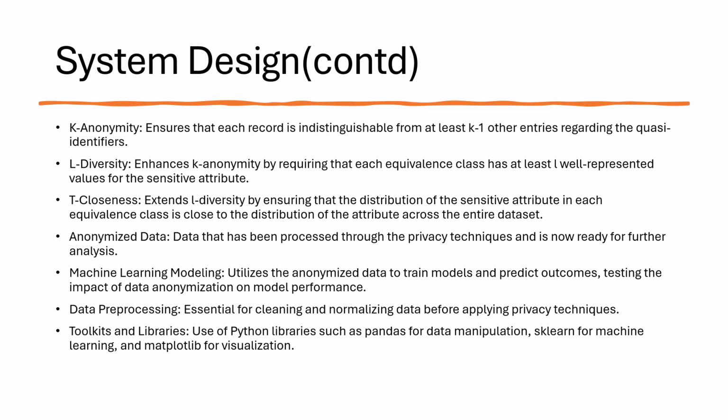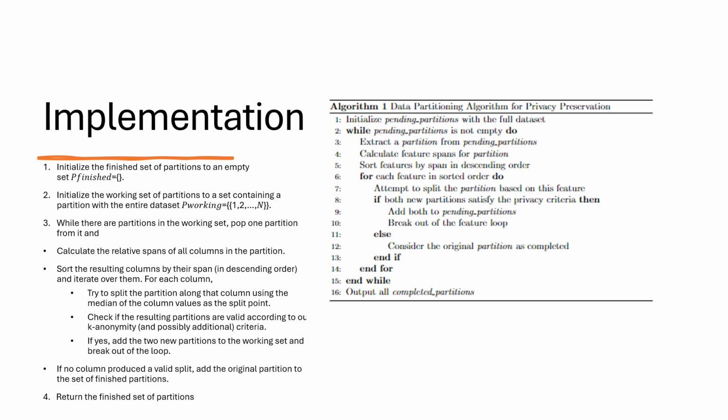For building the anonymized dataset, applying machine learning models, and data pre-processing, we make use of several libraries like scikit-learn, pandas, and matplotlib. The main aspect of the design we implement is the data partitioning algorithm to build an anonymized dataset. This algorithm begins by examining the entire dataset. It first determines the range of values for each feature and sorts these values in descending order based on their range. The dataset is then divided at the median value of the first feature.